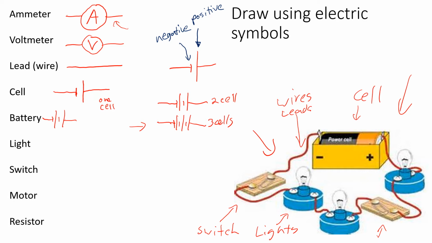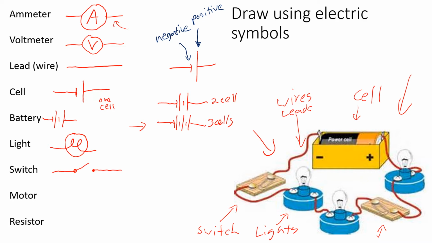A light looks like this with a circle around it. Kind of looks like a light bulb, one of those old-fashioned light bulbs. Now a switch kind of looks like a little mini door or something like that. So here are two leads and a switch like this.